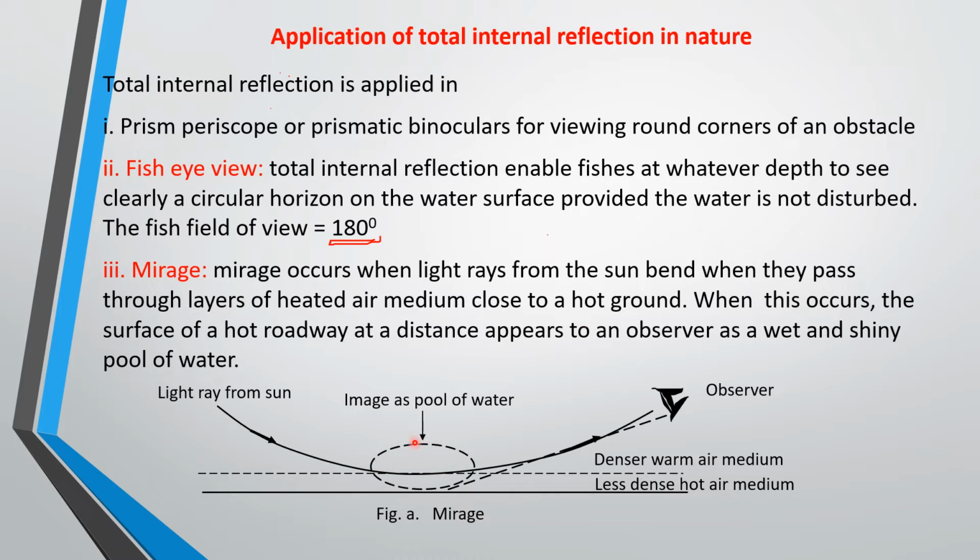It is this pool of water that appears along the road that is called mirage. It is called mirage because as you are driving, you will not reach the water. It will keep going further. That is what is called mirage. It is caused by the bending of light rays as they pass through layers of heated air of different densities.